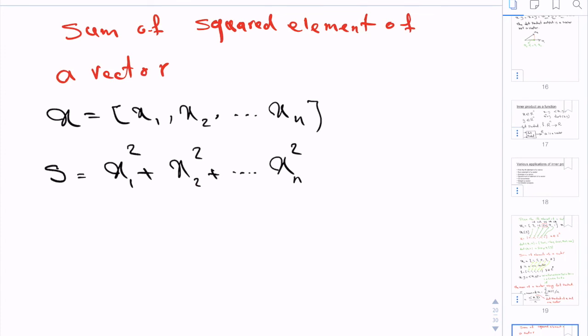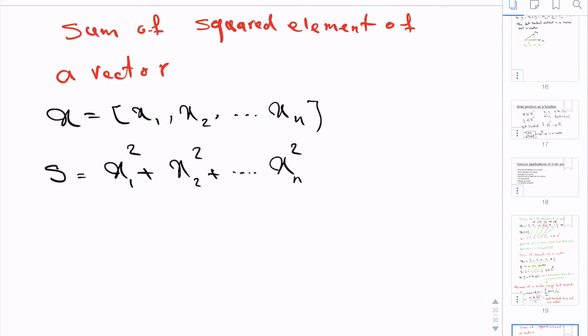So again, if you wanted to implement this without any vector operations, you would just square each element and sum them up in a loop. But we don't want to do this. We already know how to sum the elements of a vector, and then we need to see how we can square the elements of vectors.